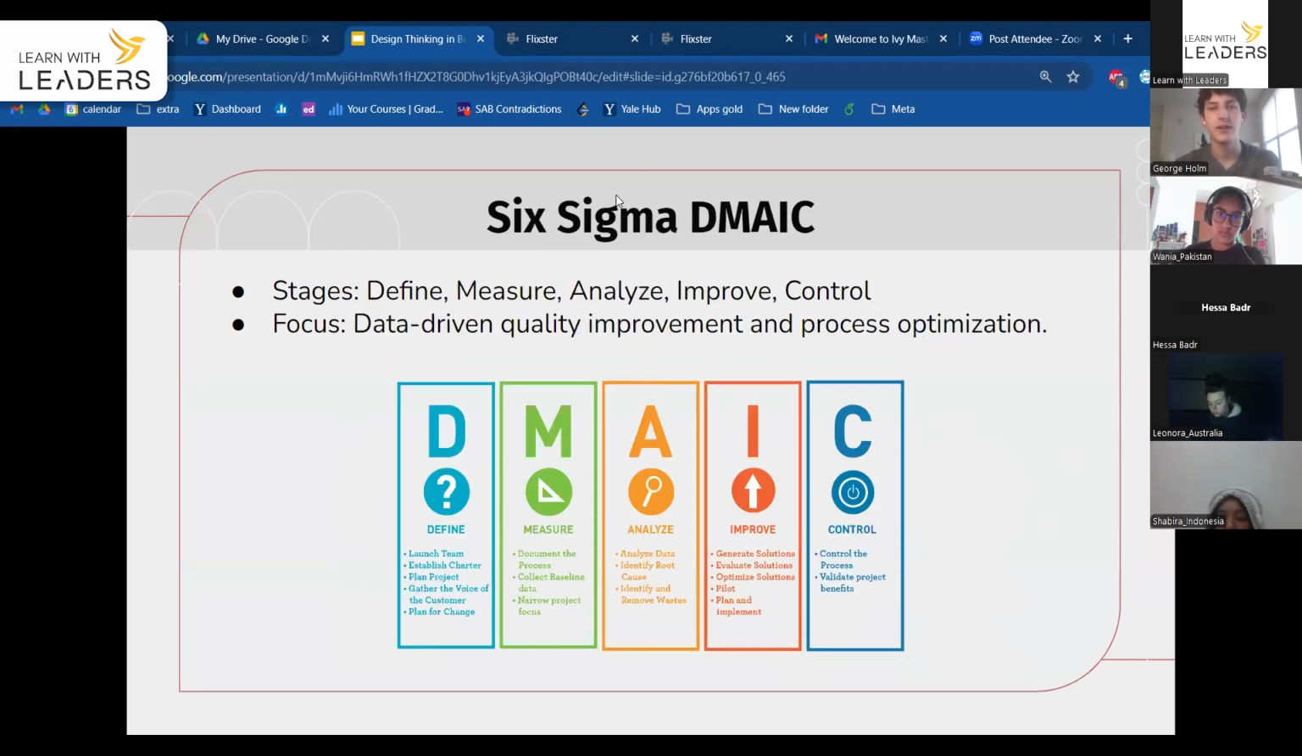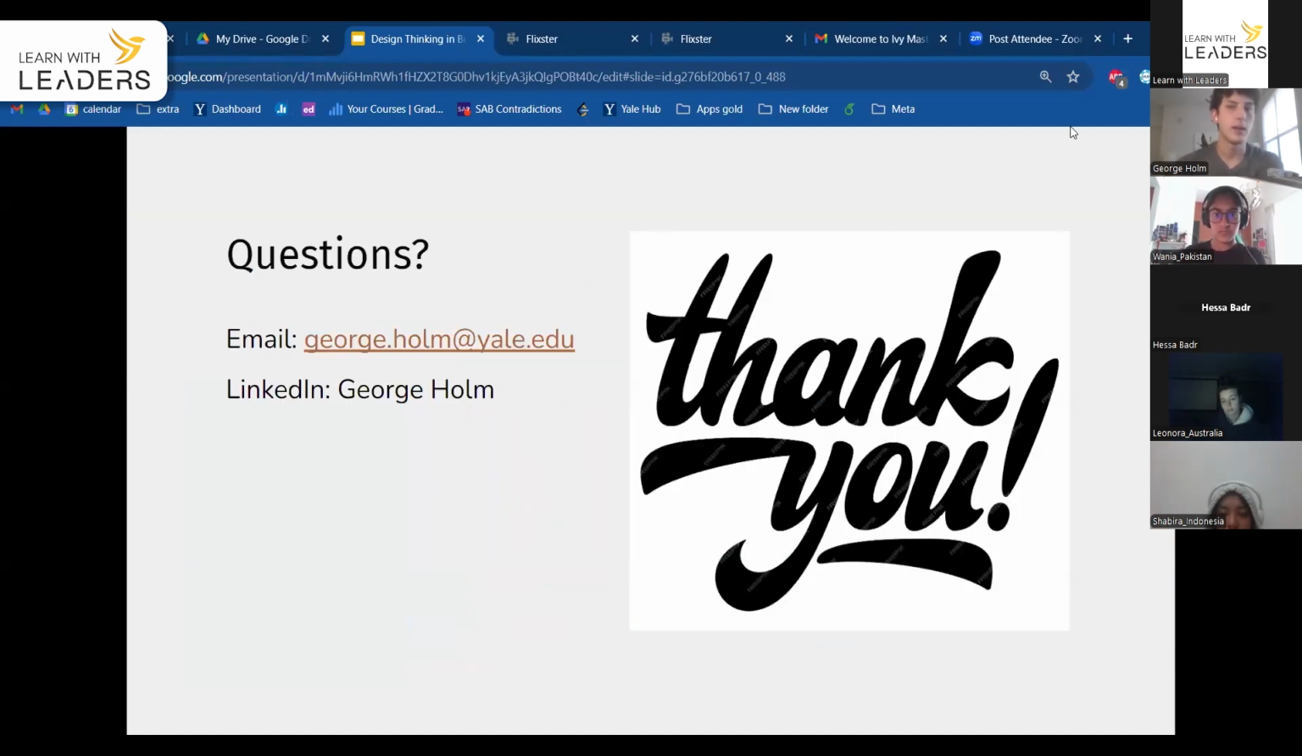We also have Six Sigma DMAIC. So define, measure, analyze, improve, control. Again, you could rephrase this as the double diamond approach or lean or any of these sort of things when you actually read the ideas that go into it. But generally, when we're talking about design thinking, that's kind of what we're looking at.